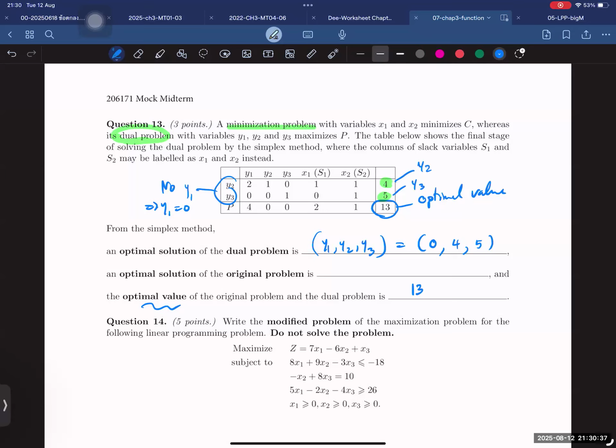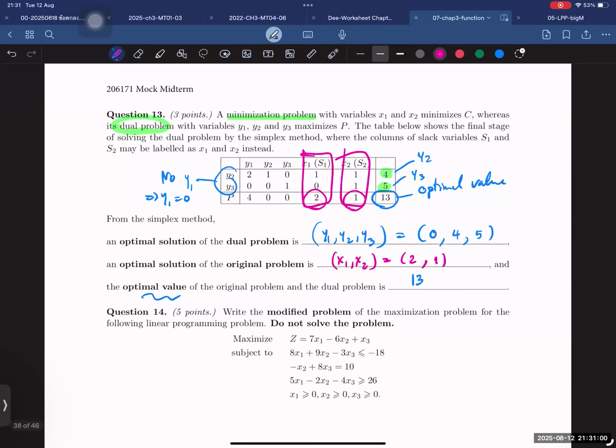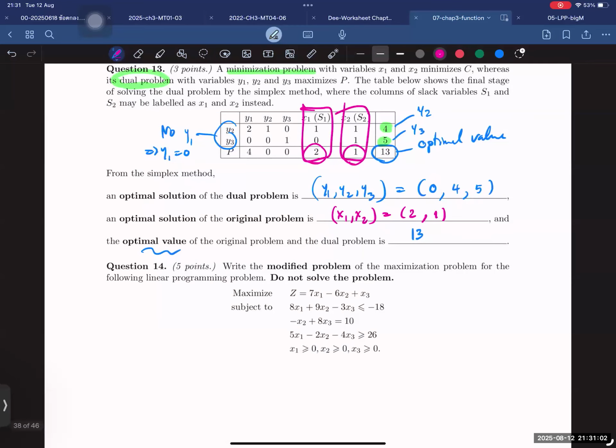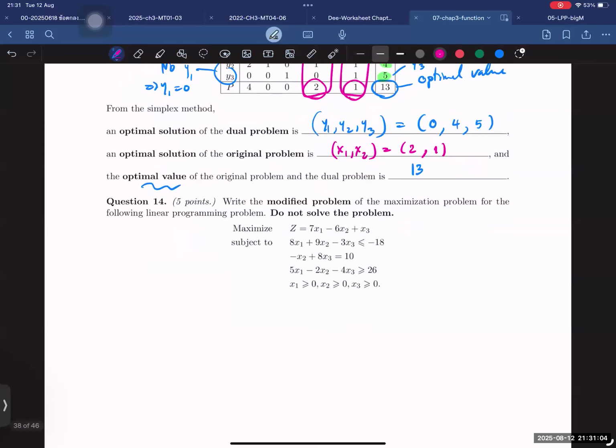Okay. How about the original problem? The original problem, you read from this one. The original problem is x1, x2. x1 would be 2, x2 is 1. Read from this. All right, that's it. The next one is related to the modified problem of the big M.